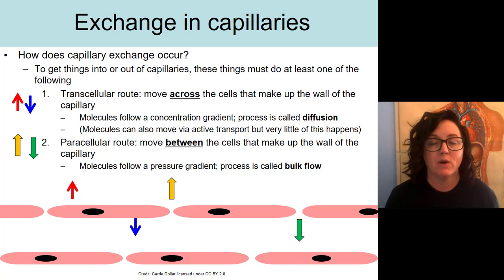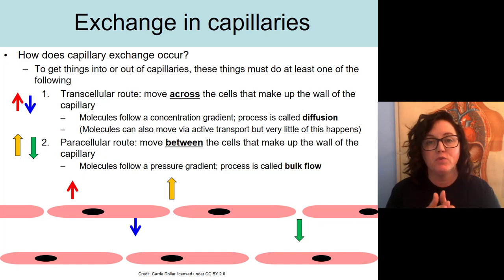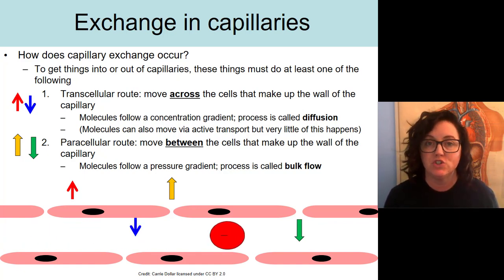With the paracellular route, what happens is water and small things dissolved in the water are going to move through those intercellular clefts between adjacent epithelial cells, making up the capillary wall. This is dependent on a pressure gradient, and we're going to talk more about these two things in more detail.